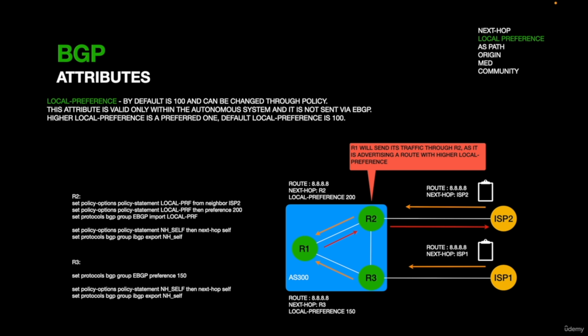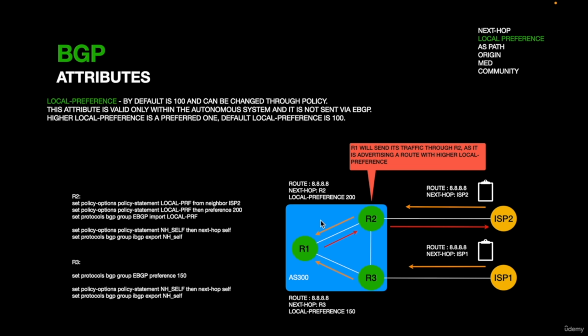We can also have the local preference, and by default the local preference has a value of 100, and you can change the local preference through a policy. Local preference is valid only within the autonomous system and it is not sent via eBGP. And a BGP router will prefer a higher local preference over a lower one.